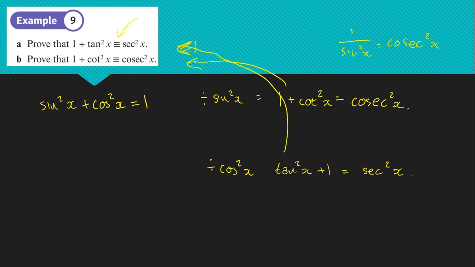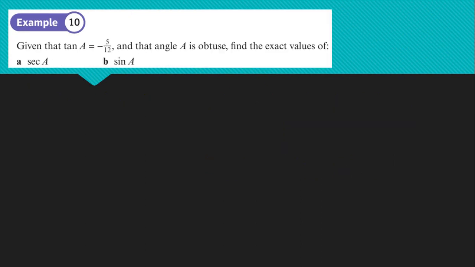These are important. Make sure that you've got them written down. You're going to be using them quite a bit. They are important. So, first up, given that tan of A is equal to negative 5/12 and the angle A is obtuse.